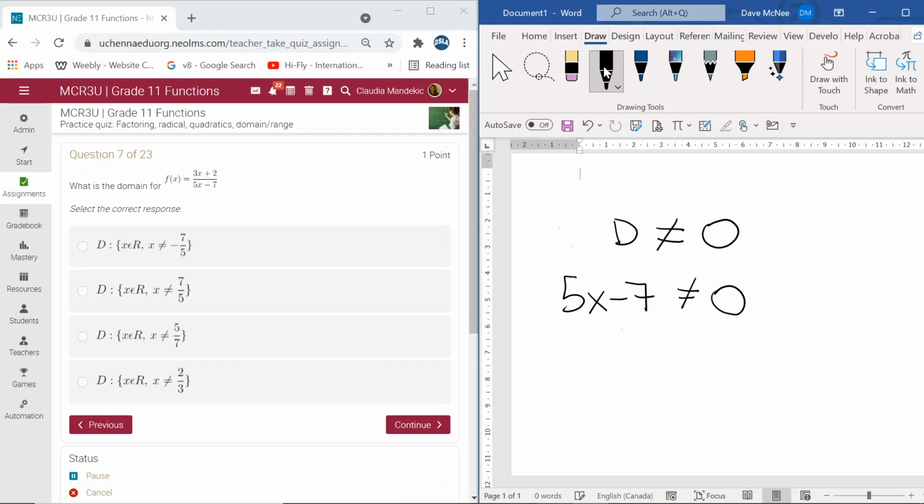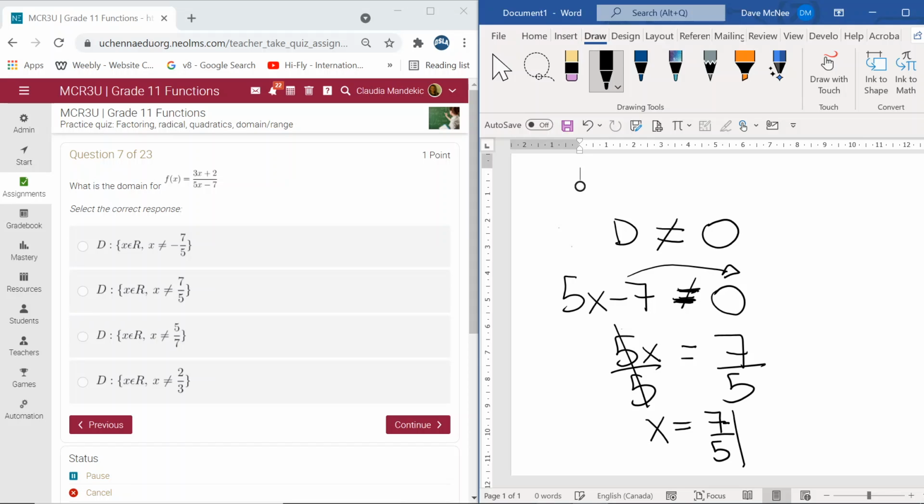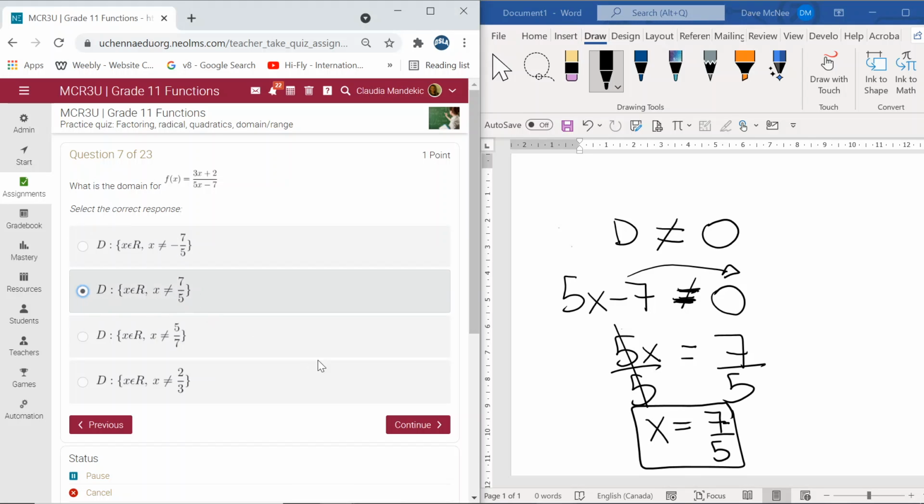And now I just go about solving for x. I can pretend that this cannot equal to is the same as an equal sign when I do math. So the first thing that I'm going to do is I'll move 7 over, and then I'll divide both sides by 5. So what's my domain here? The domain will be x is an element of real numbers. It can be any number except 7 over 5. So that would be the second one here. The domain cannot be 7 over 5.